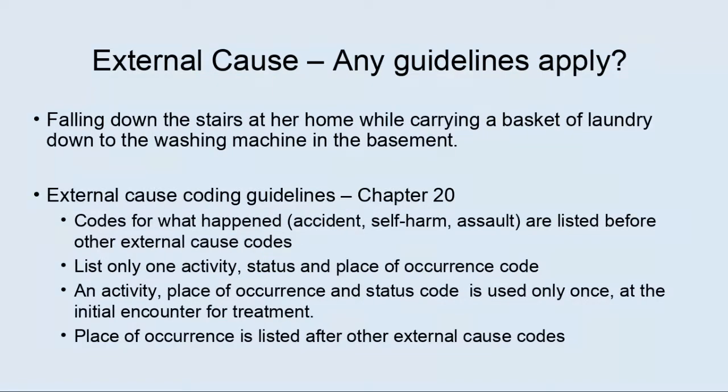Okay, let's see if there are any guidelines related to external causes. So the guidelines for chapter 20: codes for what happened, whether it's an accident, self-harm, assault, are listed before other external cause codes. List only one activity status and place of occurrence code, and only at the initial encounter. Well, this is the initial encounter, so we're going to have to do these codes if we have the information. If you don't have the information, you don't list them. And the guidelines also say the place of occurrence is listed after other external cause codes.